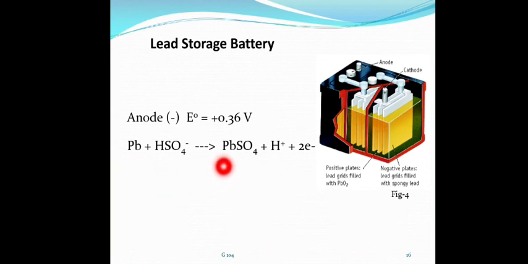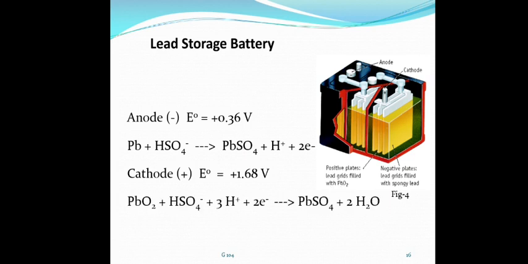So what do you call this reaction, Pb turning to PbSO4? It is oxidation. That's why it is the anode. At the cathode you have PbO2. PbO2 reacts with HSO4 minus and H plus ions, taking 2 electrons supplied from the Pb plates, and forms PbSO4.